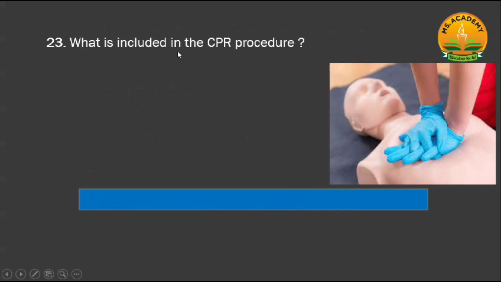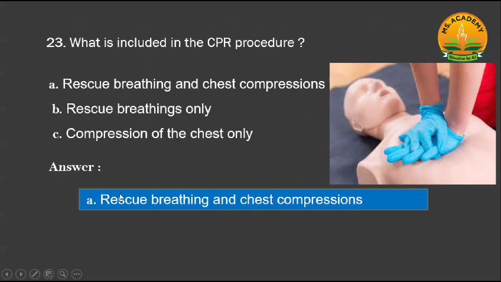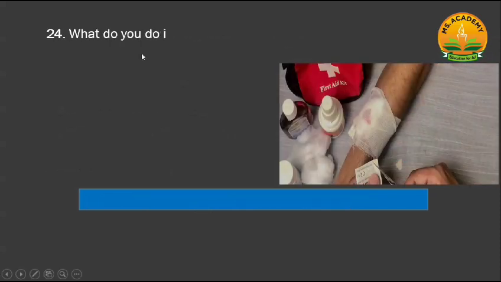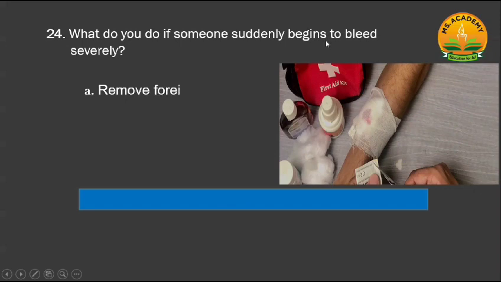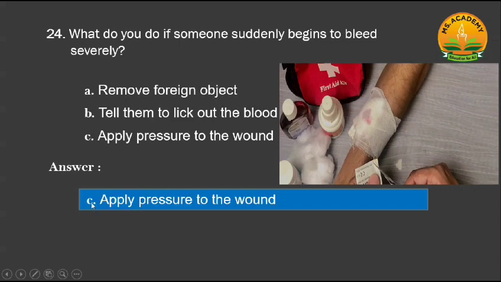What is included in CPR procedure? Correct option is A, rescue breathing and chest compressions. What do you do if someone suddenly begins to bleed severely? Correct option is C, apply pressure to the wounds.